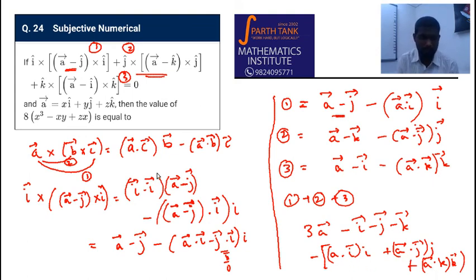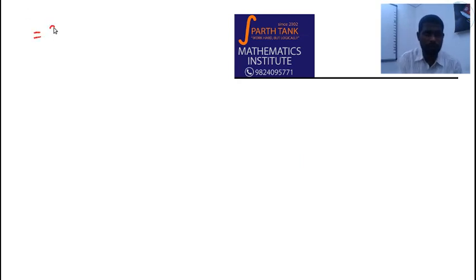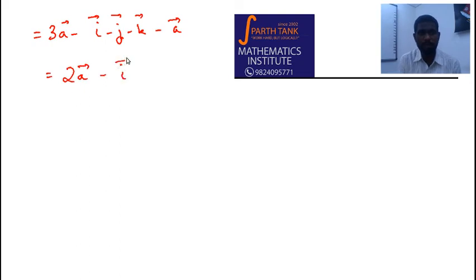A dot i, for example, will be only x. So this will become xi plus yj plus zk. A dot j will be y, a dot k will be z. So this is nothing but a again. So the whole thing is 3a minus i minus j minus k minus a vector, or 2a vector minus i minus j minus k.